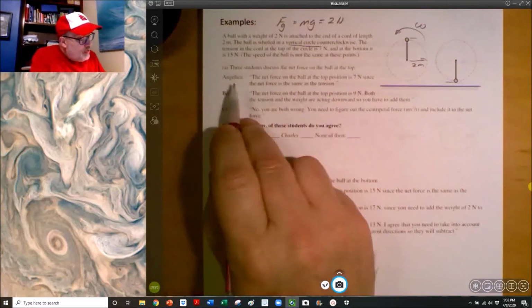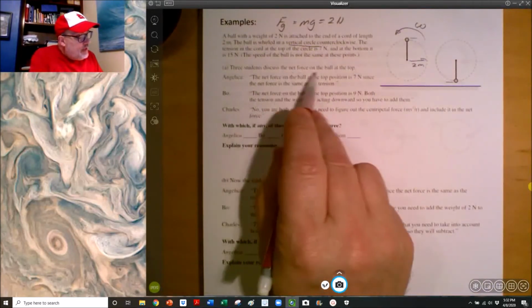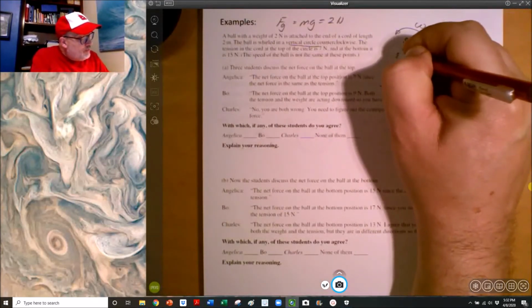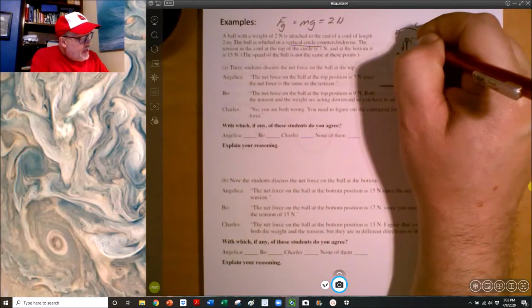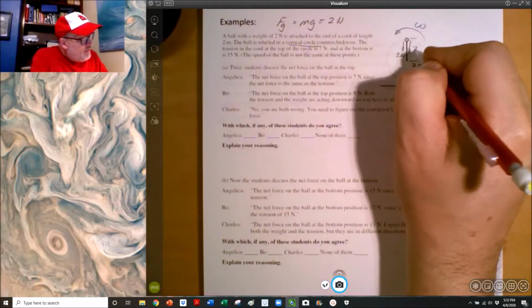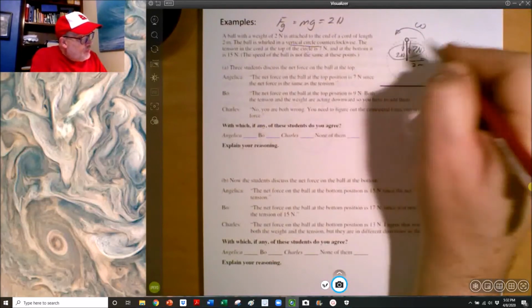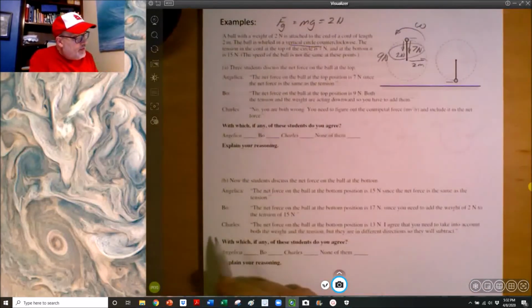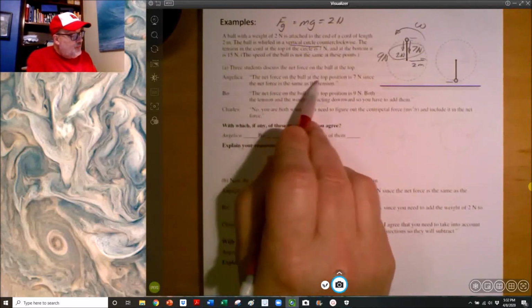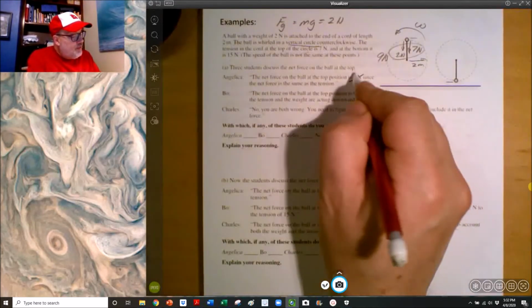So what's our question? 3 students discuss the net force at the top. So let's look at the top. We have a gravity force down of 2 newtons. We have a tension force of 7 newtons. So we have a net force of 9 newtons down at the top. So let's see. Angelica says the net force on the ball at the top is 7 newtons. Well, that can't be right.